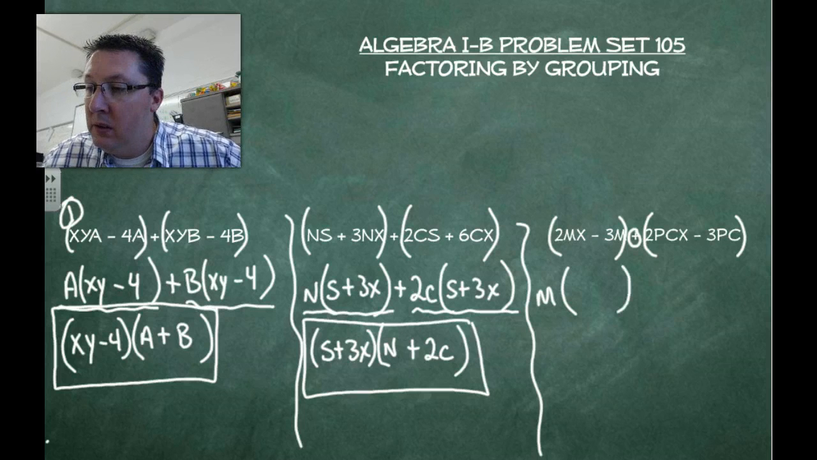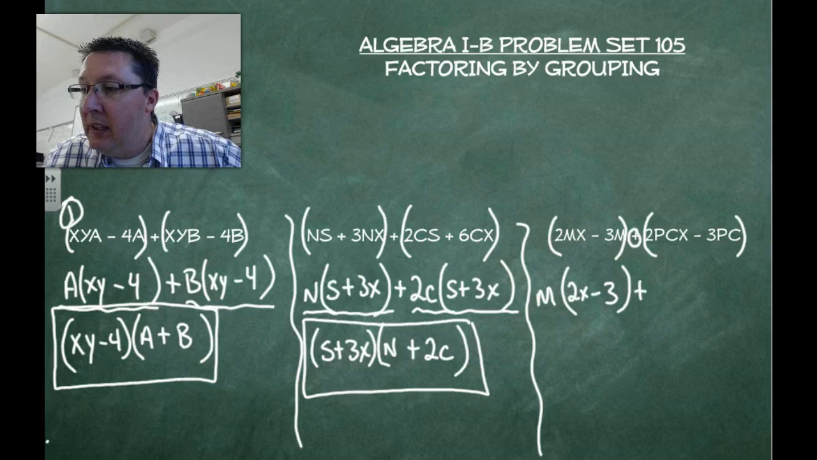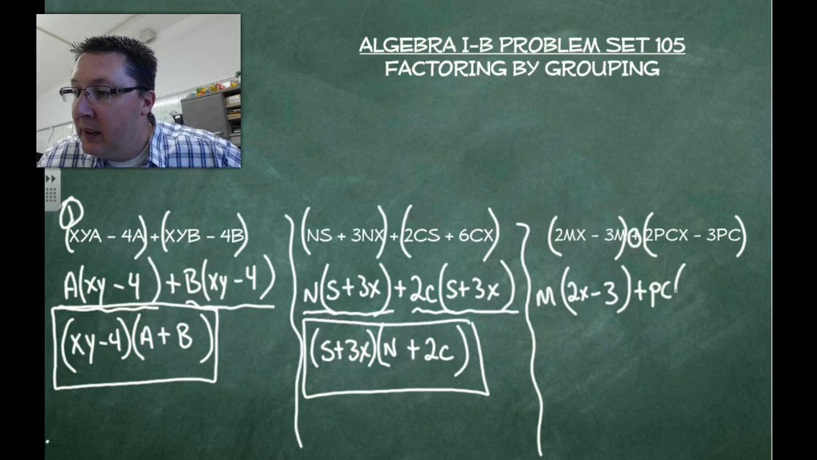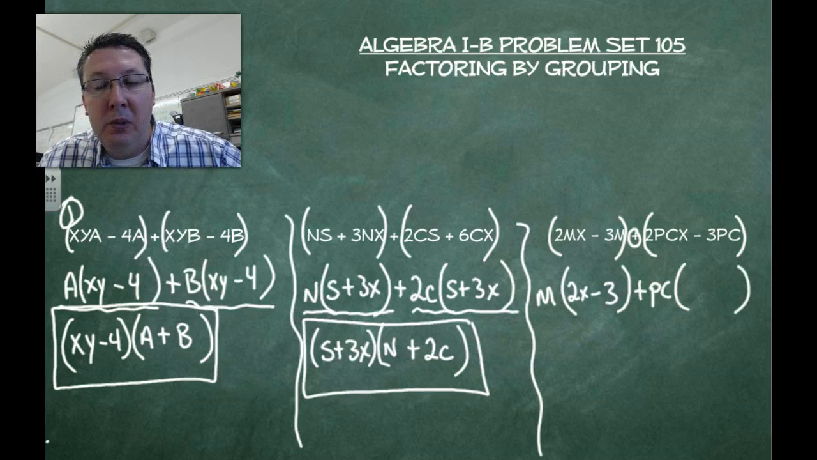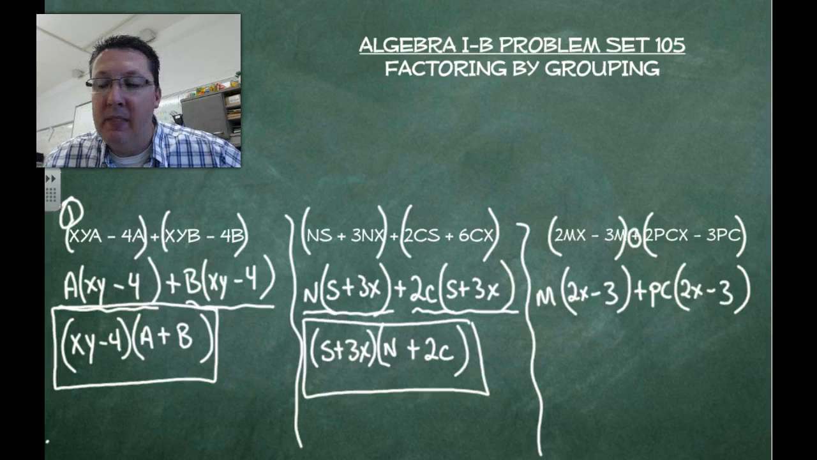What's left? Take an m out of the first, I have a 2x, minus, pull out an m, I have a 3. Plus, second group, what do they have in common? I see that they have a p, c. And now I look at what was left. When I pull pc out of the first one, I'm left with a 2x, minus, take out pc, and I have a 3. All right, hopefully you're starting to recognize how this works.